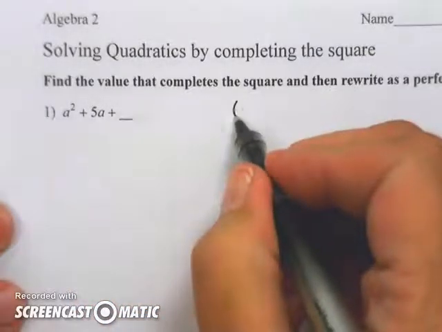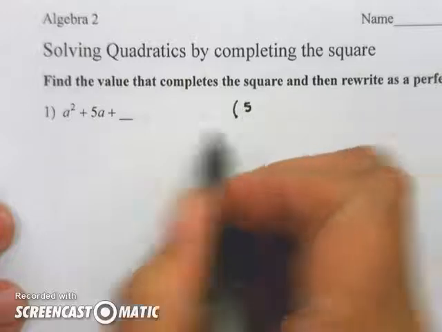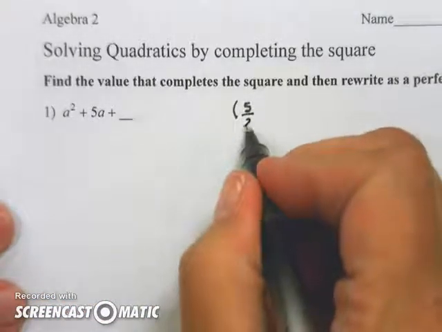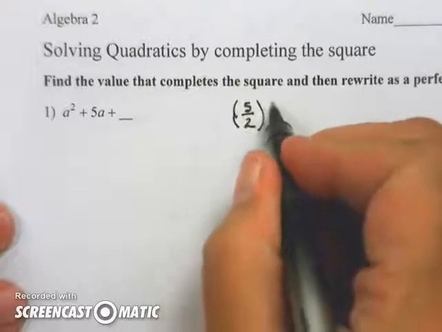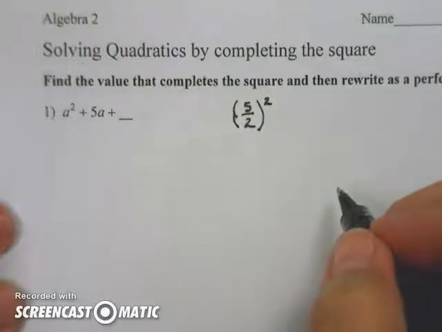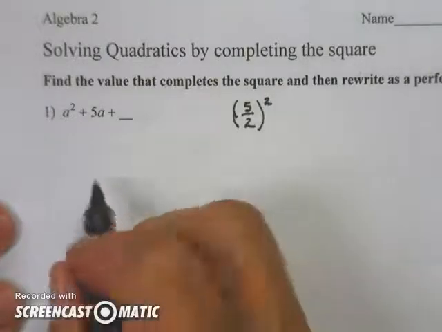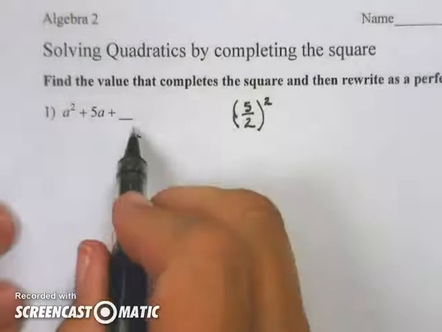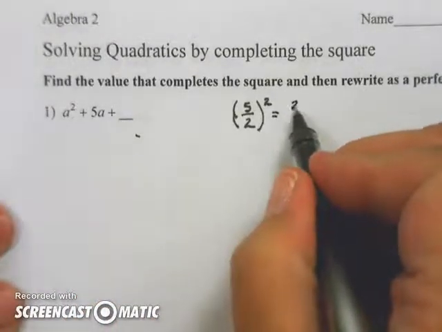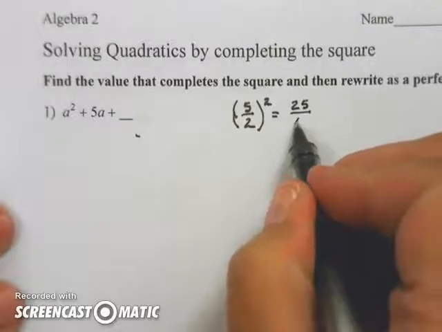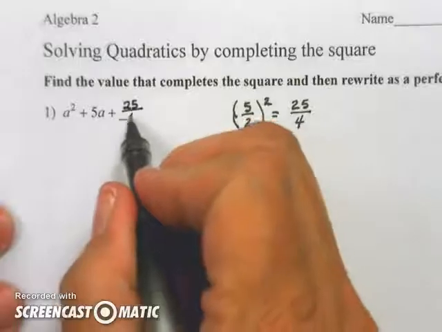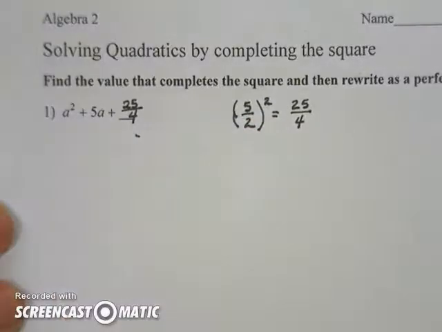I'm going to take my middle term, 5, and divide it by 2, and square it. This is the same process that we will always use to find our third term here. So, 5 times 5, and 2 times 2, so that leaves me 25 fourths to add in that spot.